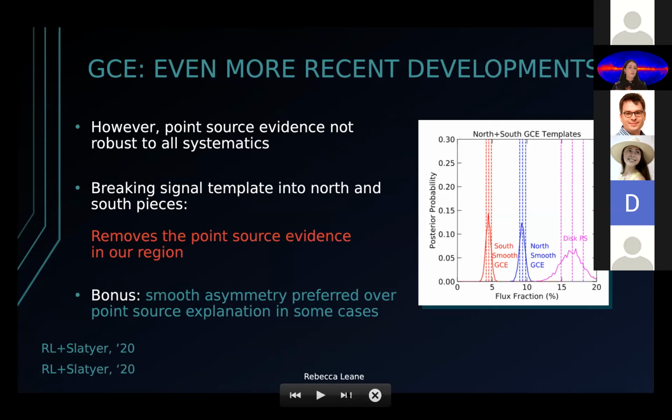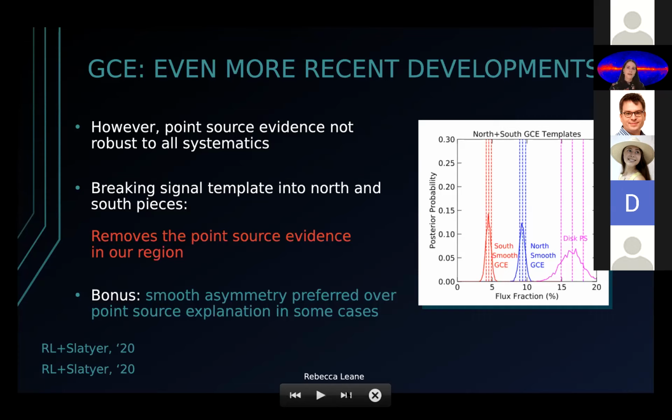This is part of the two papers that I had this year with Tracy Slatcher. We went along a similar sort of direction. We noticed that a lot of these things were going wrong because things weren't being modeled correctly. So we also thought about just breaking these templates into pieces as well. But we did it in a different way. We tried breaking the signal template into basically only two pieces, like a north piece and a south piece. And we found that when we did this and ran the fit again, the point source evidence pretty much went away in the region we were looking at, which was a 10-degree radius circle.